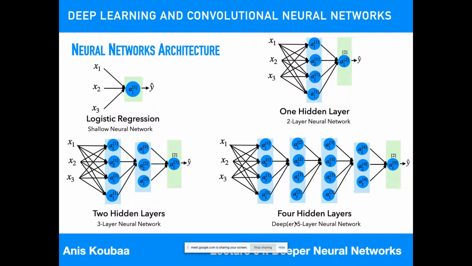And this is an example of 4 hidden layers, and it's called a deeper 5-layer neural network. We have 4 hidden layers and 1 output layer at the end. Of course, we can go deeper and deeper, and even the number of layers is one of the hyperparameters that you can change to check what is the impact on the classification problem.